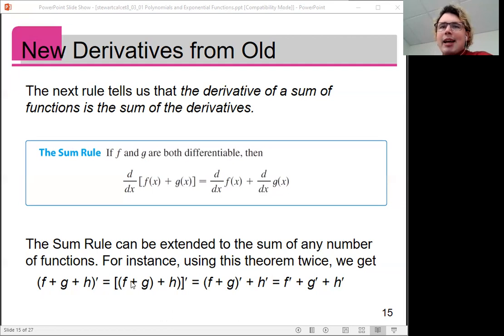Well, I can group these and call this f plus g quantity plus h. So then my derivative should be equal to the derivative of quantity f plus g plus h prime, but I already know that my parentheses here will behave according to the sum rule. So I'll get f prime plus g prime plus h prime. The short of it being, it doesn't matter how many plus signs I've got, my derivative will spread out across all of them in the same way.